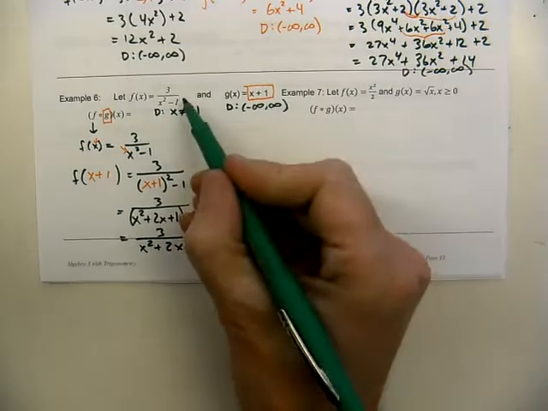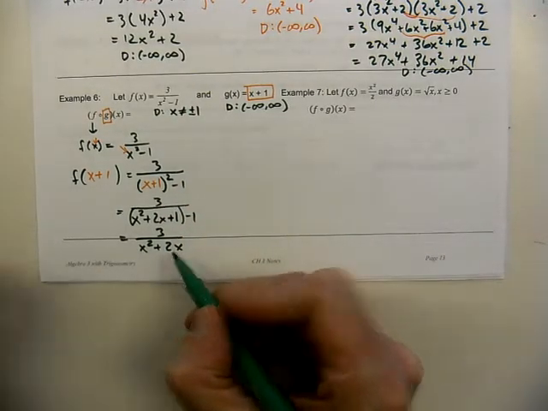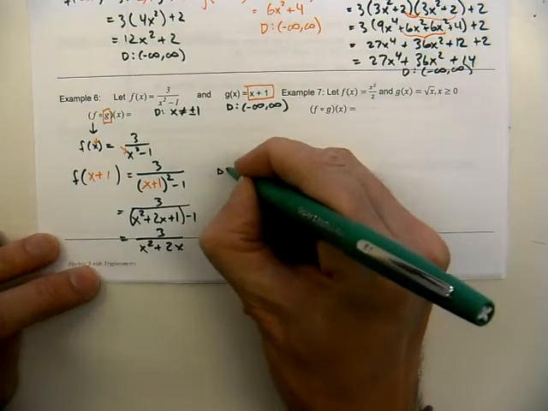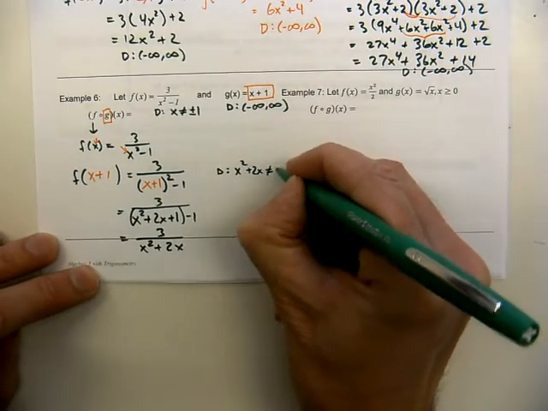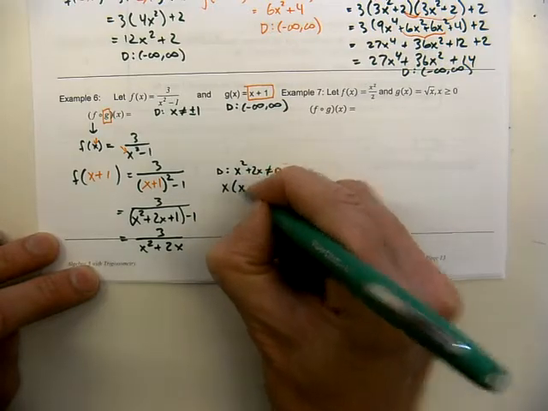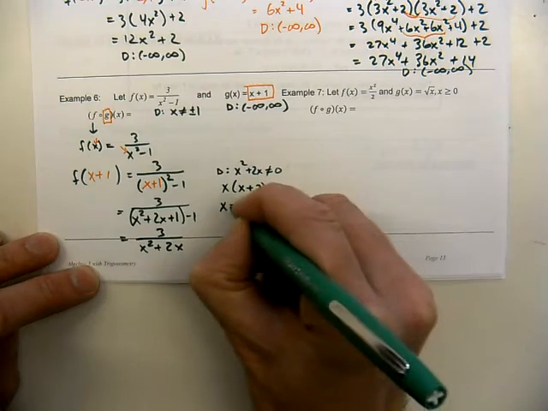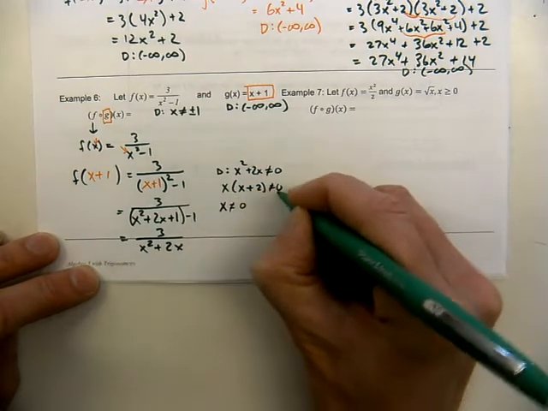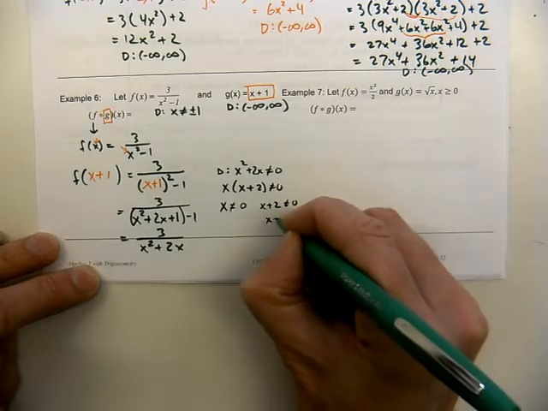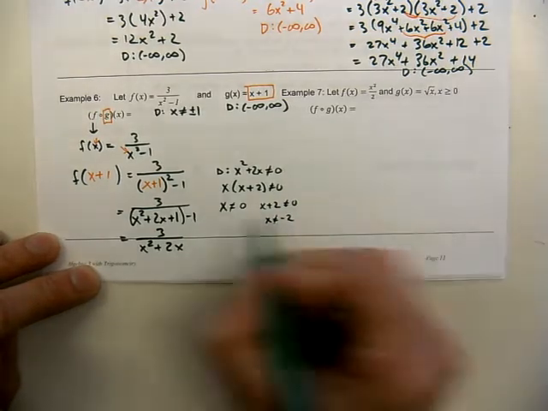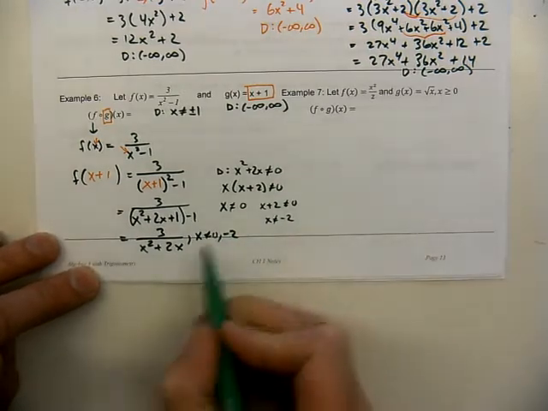But notice the denominator is different, so we have to find this domain restriction as well. We take that denominator, x squared plus 2x, and say it cannot equal 0. Factor out the x. Separate each factor so it is not equal to 0. And we will get our two restrictions here, 0 and negative 2. So x cannot be 0 nor negative 2. And that's the final result.